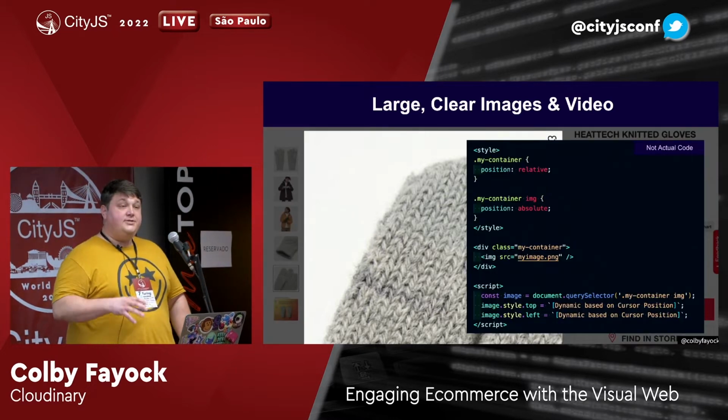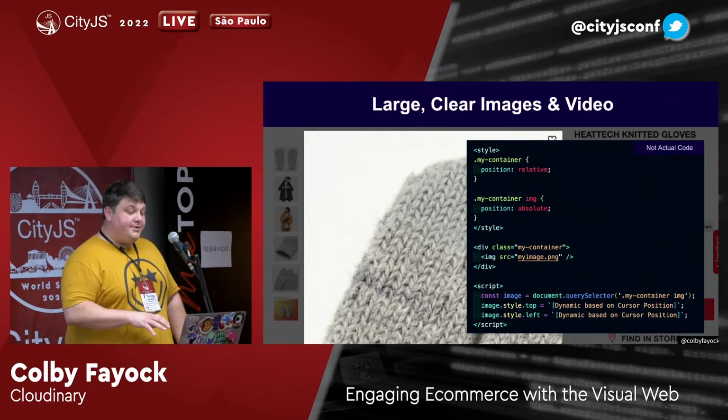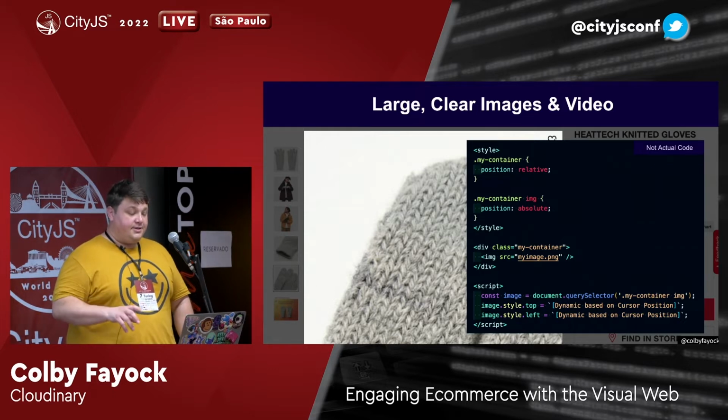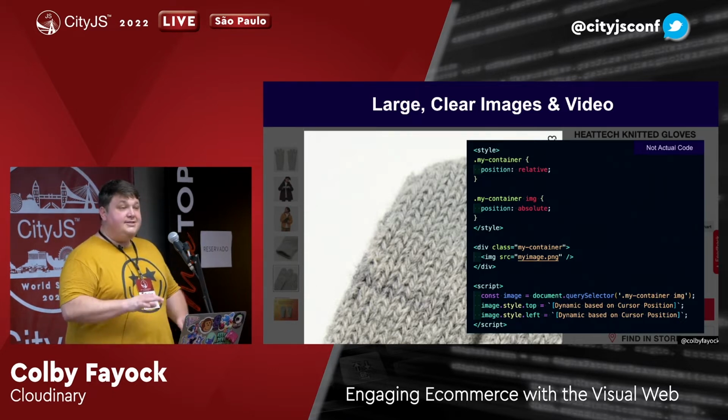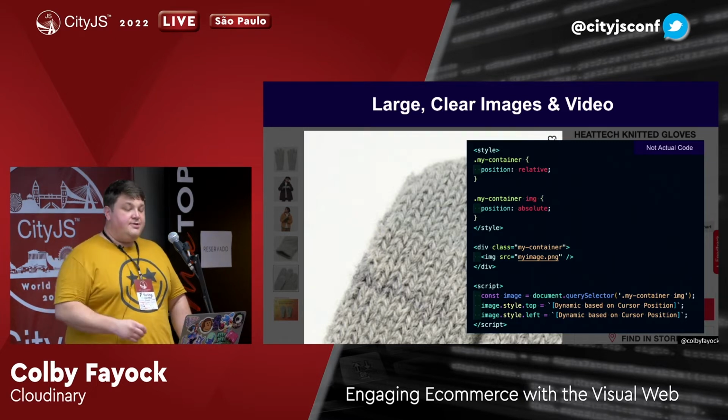For example, once zoom is enabled, we can dynamically grab the position of the cursor and update the image's position relative to its container. While this is a very simple example, it shows the basics of how we can start to achieve that UX.